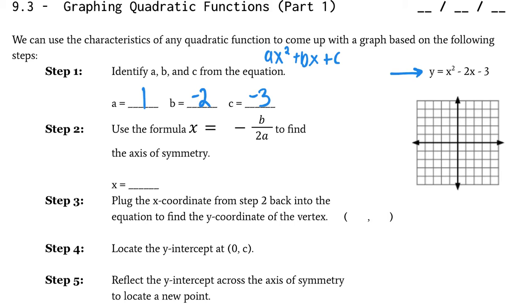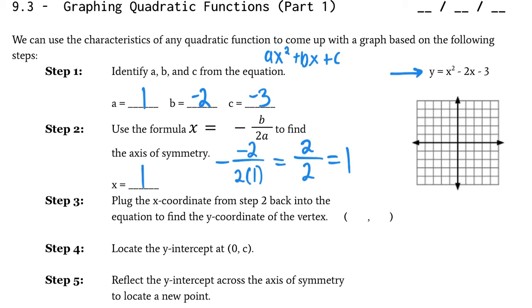Now we want to use our formula to find the axis of symmetry, all right? Because that's what we need to find first before the vertex. So notice it's x equals negative b over 2a. So I have a negative, and then b is negative 2 over 2 times 1. All right, so a negative and a negative, the double negative, makes it a positive 2 on top and a 2 on bottom to give me an answer of 1. So x equals 1. That's my axis of symmetry.